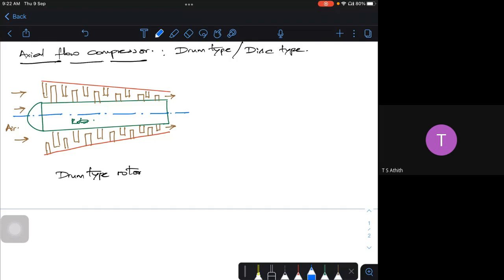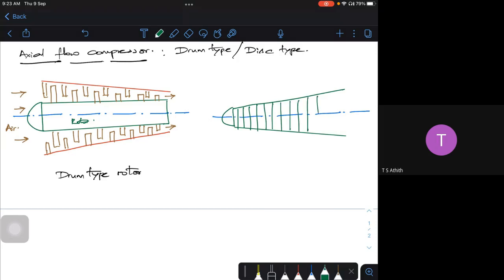So let me write that sketch. Then your rotor will be in the form of a disc actually. So this is your inlet, and this will be tapered like this. There will be discs arranged in between, in different diameters. These are your discs, and they are arranged to give me a disc type.